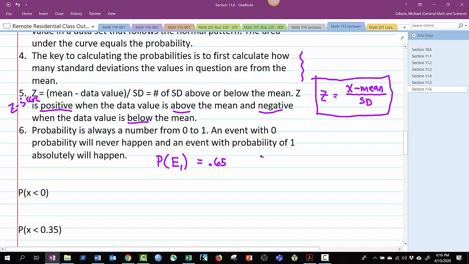What's the probability that E1 doesn't happen? Well, since all probability adds up to 1, the probability it doesn't happen, we'll just do 1 minus that. That's the complement. 1 minus 0.65 would be 0.35.